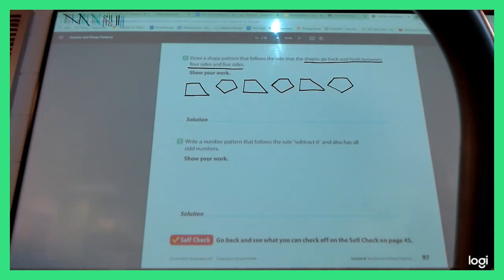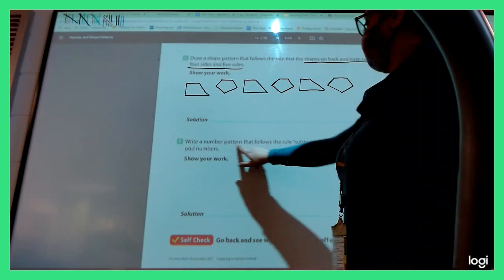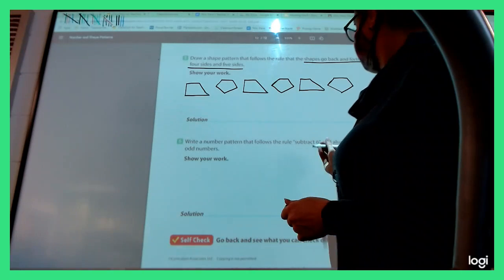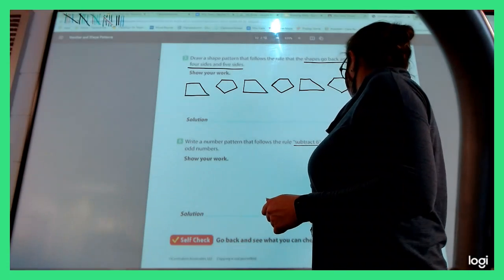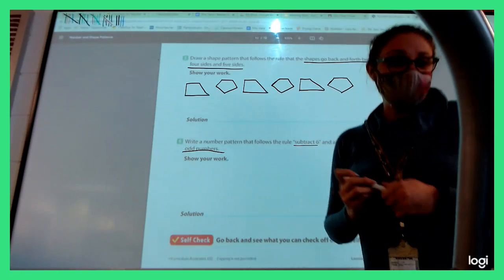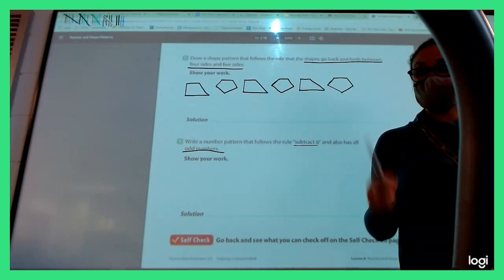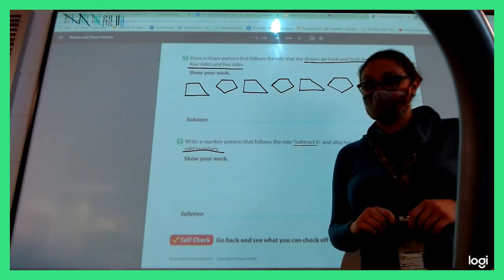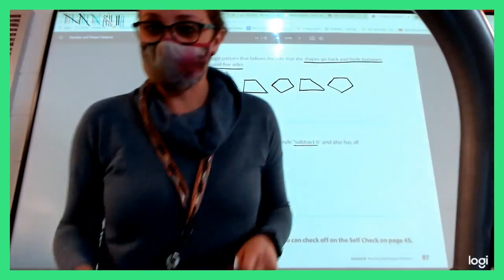I'm doing a square and the one you did. That's what I'm doing. All right, now if you finish that last thing really quickly, try number 6. Friends at home, you guys can do this one. Write a number pattern that follows the rule subtracts 6 and also is all odd numbers. So you can start with whatever number you want, but when you subtract 6, you have to only use odd numbers, okay? So that'll be a good challenge practice for you.